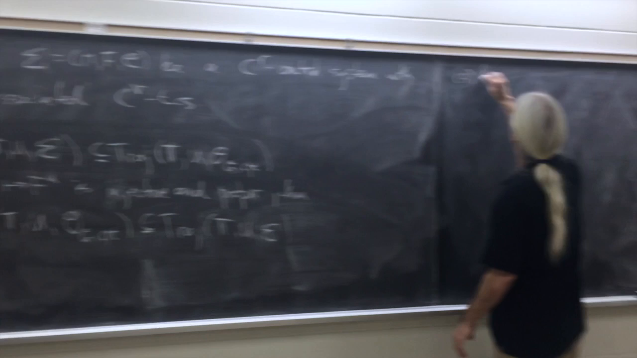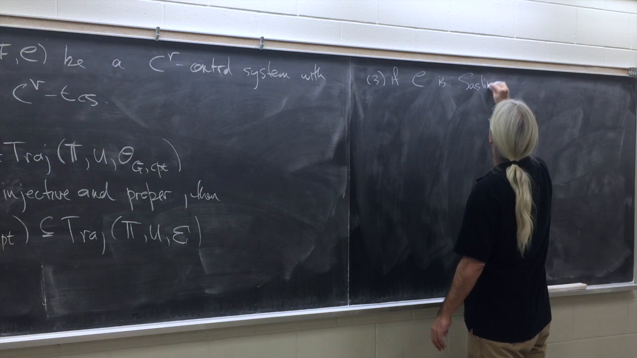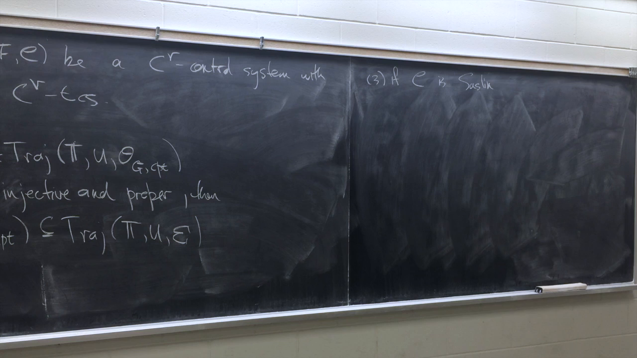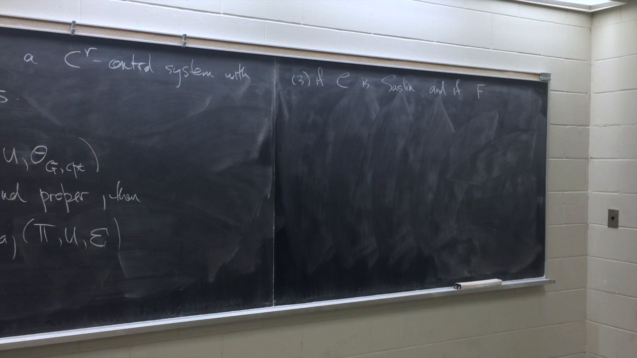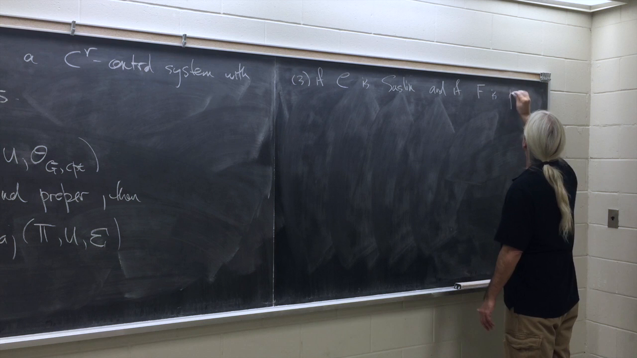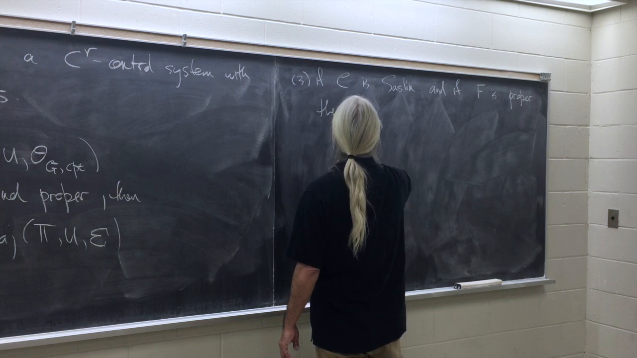This one is particularly useful. If your control set is Suslin, and we have lots of examples of cases where the control set is Suslin because the spaces of vector fields are Suslin, and if F, now I really mean F here, the map that goes from M cross C into TM, not this map, so this is a condition on F, if this map is proper, then we have the right thing.